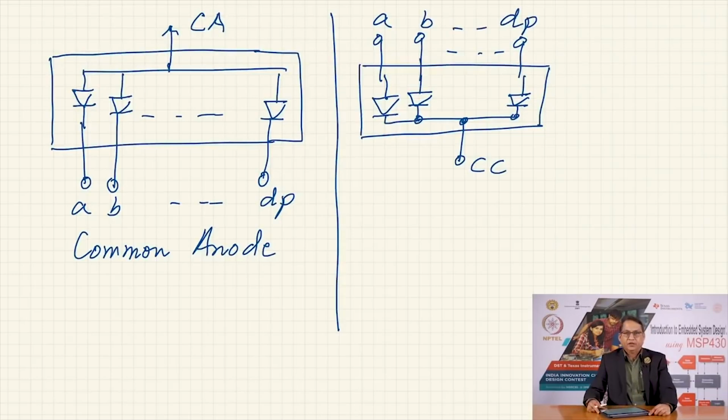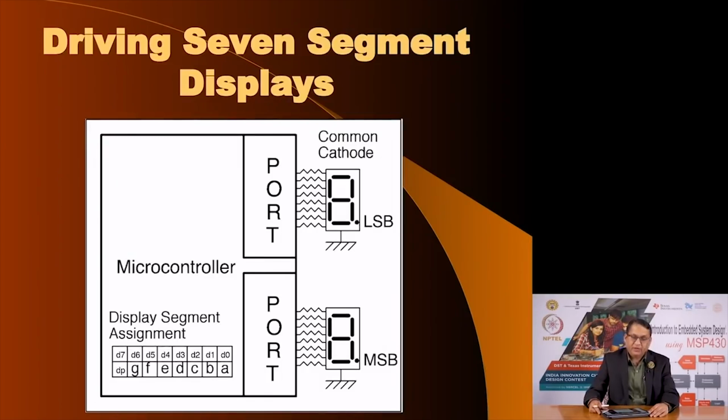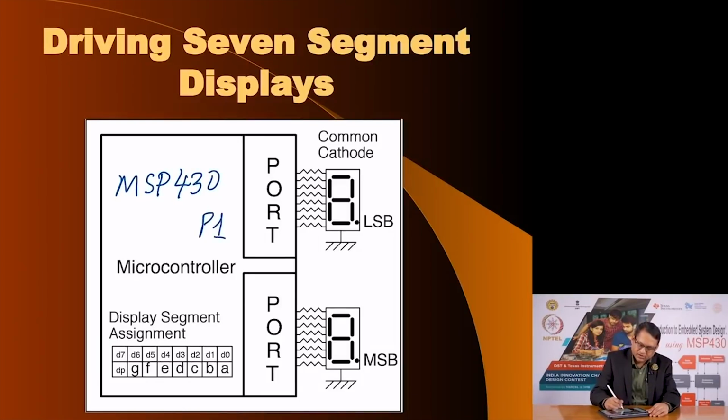Now, how can we connect these 7 segment displays to microcontrollers? Let us look at the scheme. I have shown here a microcontroller, in this case let us say we are talking of MSP 430, that has 2 ports, port 1 and port 2, each port has 8 outputs, and we have used a common cathode LED here, and we have used 8 resistors. And how to calculate the value of the resistors here?